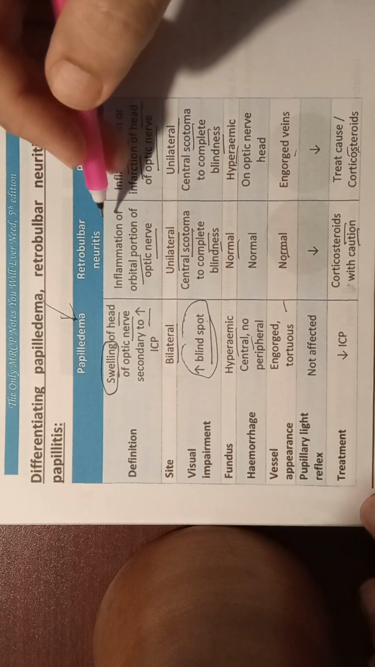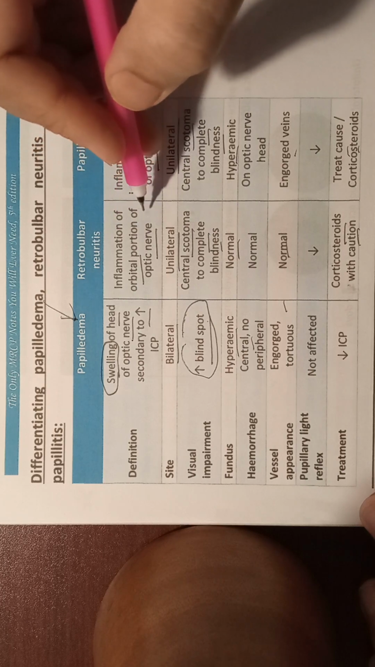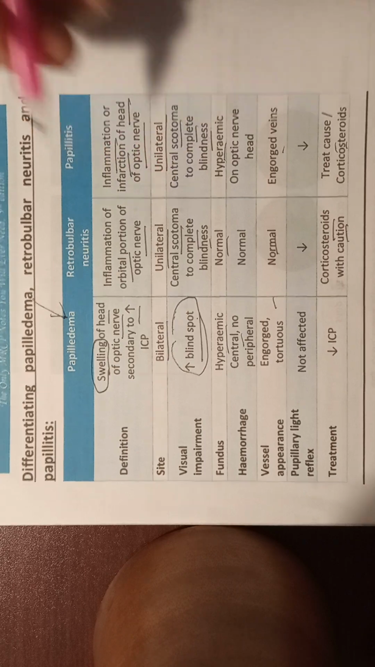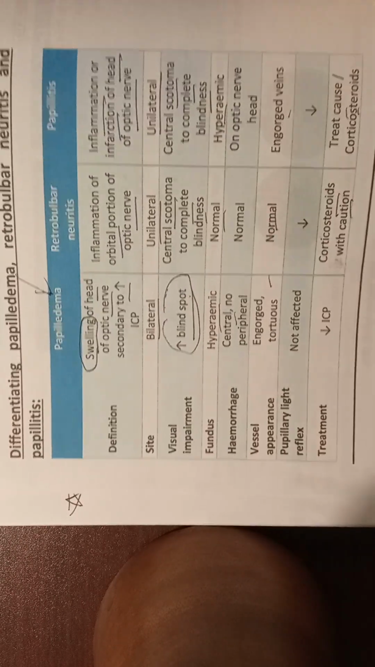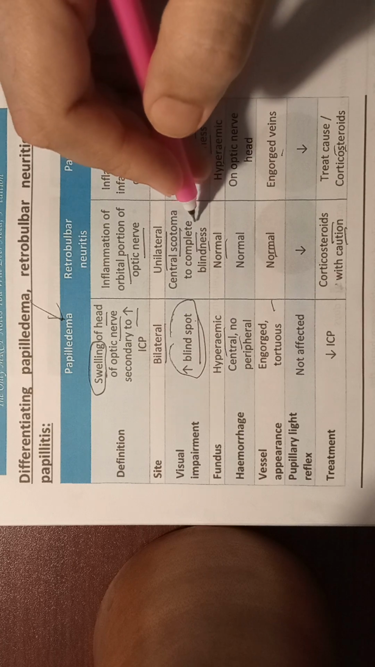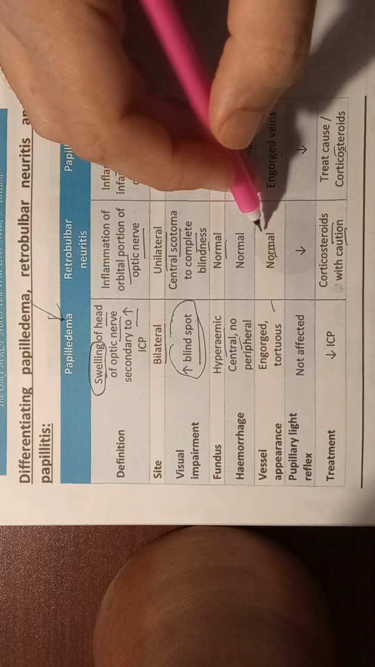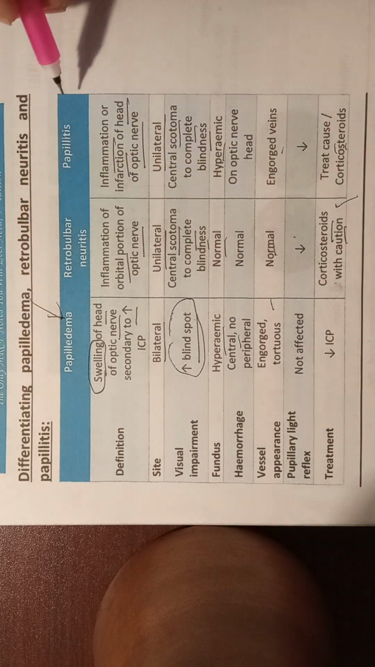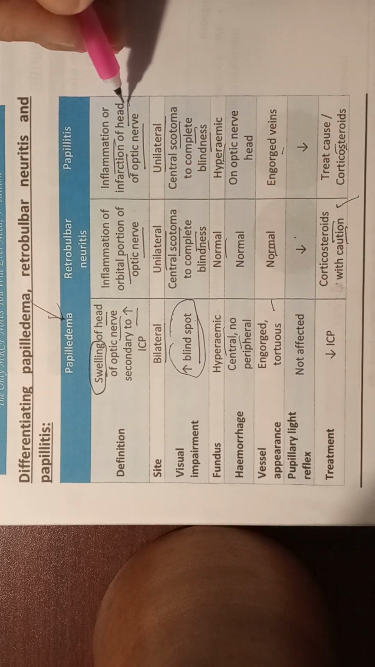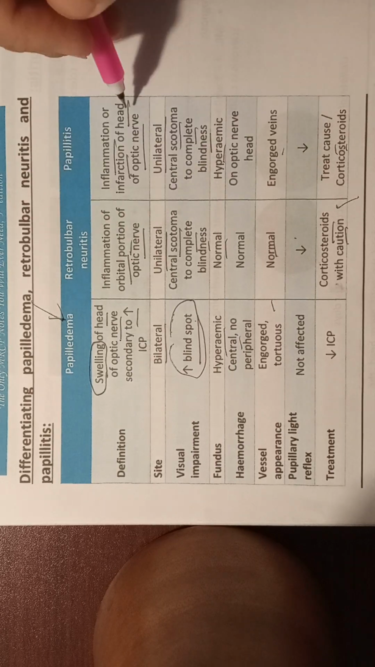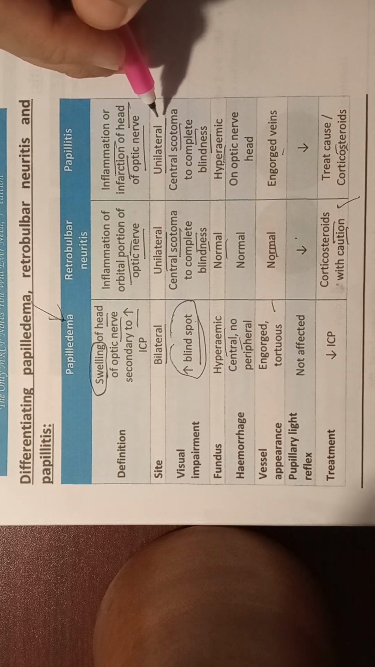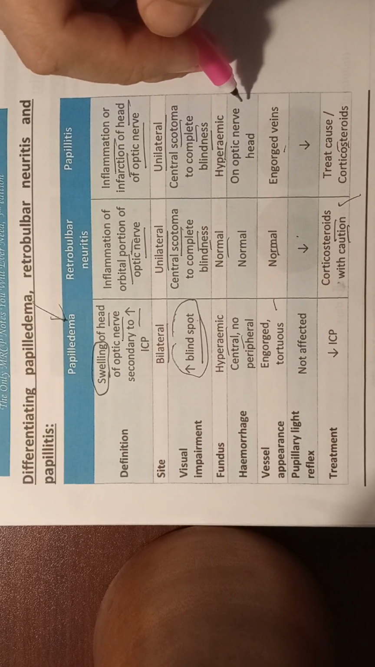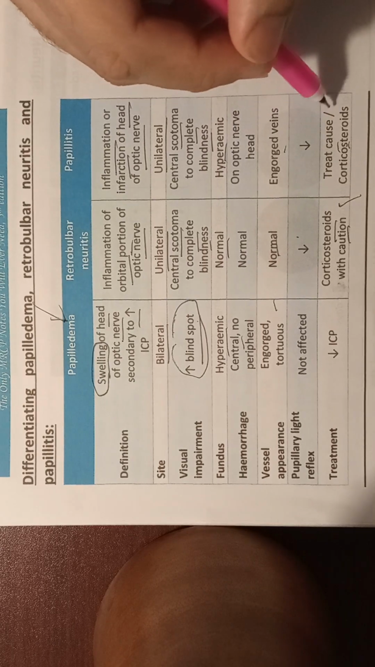Retrobulbar neuritis is, of course, inflammation of the orbital portion of the optic nerve. The site is unilateral, with central scotoma to complete blindness. The fundus is normal, hemorrhage is absent, vessel appearance is normal, and pupillary light reflex is decreased. Corticosteroids are used with caution. Papillitis is inflammation of the head of the optic nerve. The site is unilateral, with central scotoma to complete blindness, a hyperemic fundus, hemorrhage on the optic nerve head, and engorged veins. Treat the cause or use corticosteroids.